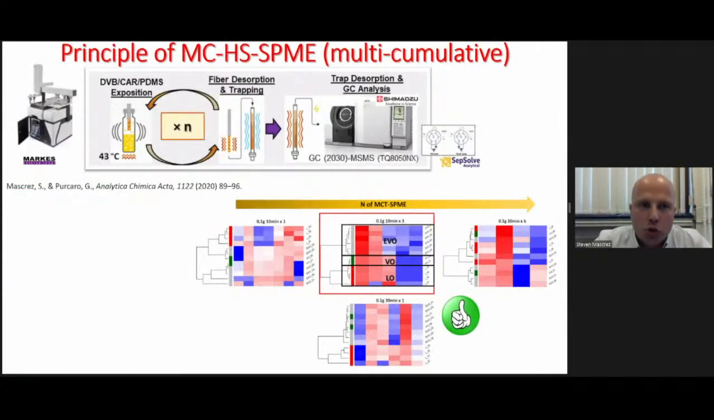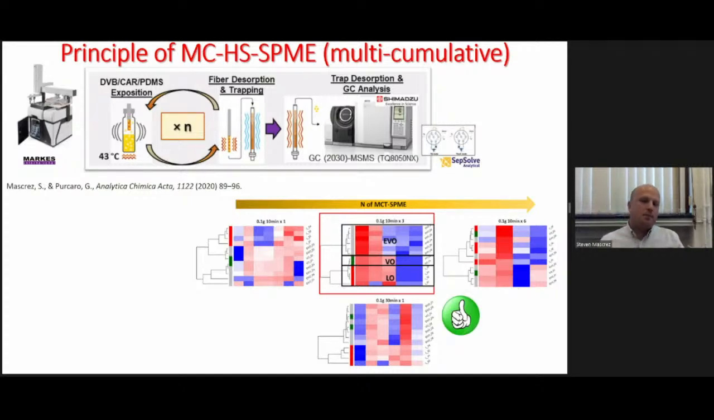The second approach was to use multi-cumulative extraction. It means that for one vial, we can proceed with as many extractions as we want. The only limitation is on the second part, the trapping, the capacity of the trap. After each extraction, the compounds are focused on the cold trap, which remains at 0 degrees or even below, and we can proceed with as many extractions as we want. Then at the end, the cold trap warms up quickly to inject everything in one single analysis in the GC. In our previous work, we also worked on having a saturated or non-saturated headspace.